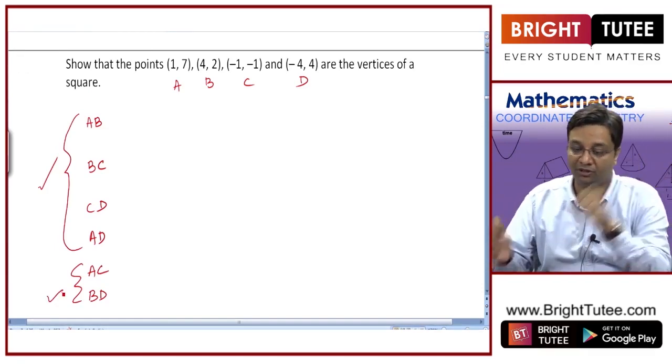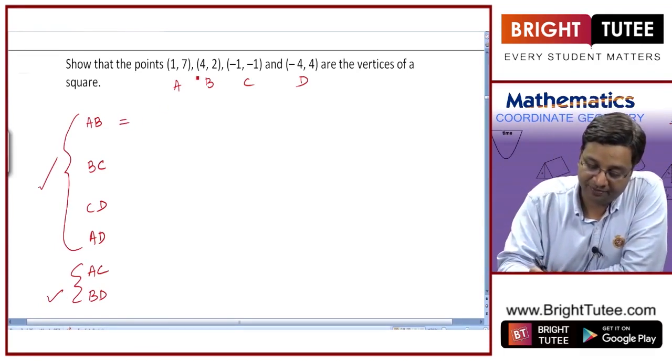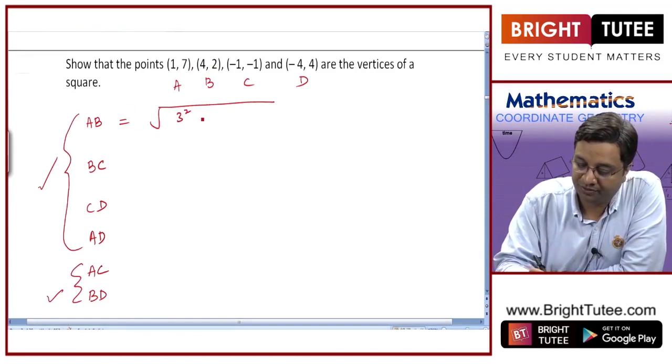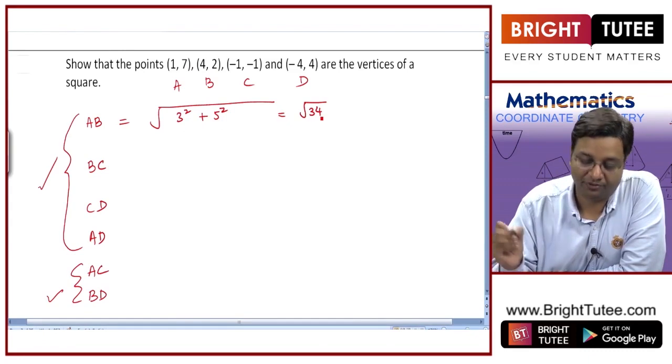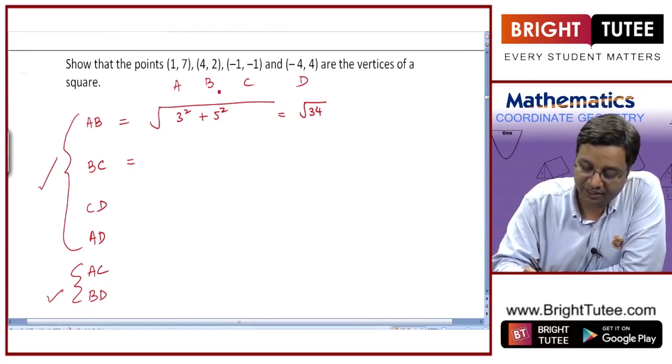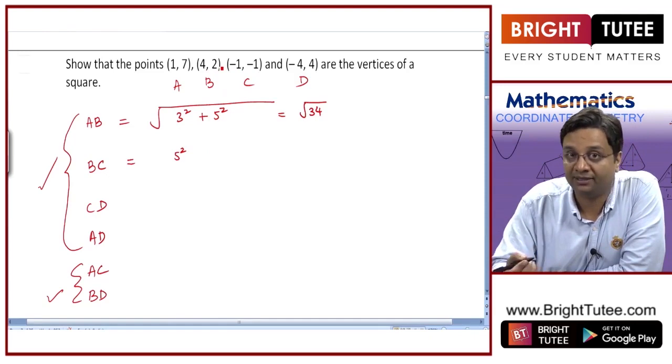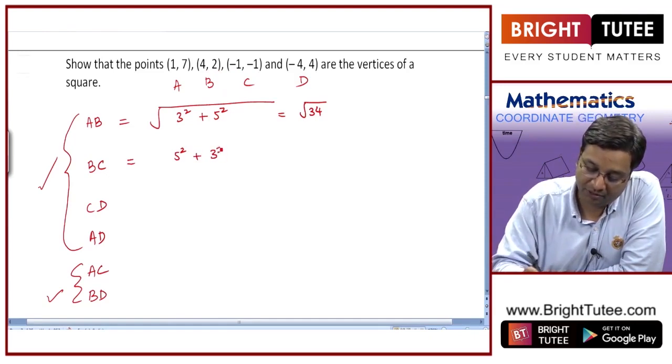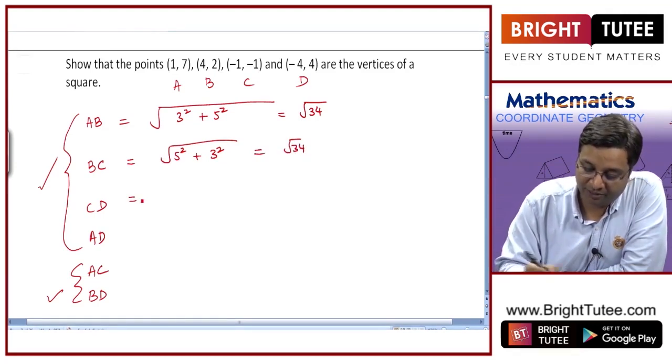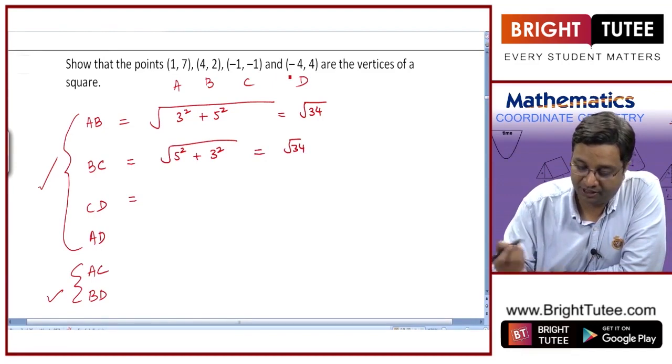So you have got an idea about this question. Now let's solve. What is AB? AB is nothing but 4 minus 1, 3 squared, 2 minus 7 is minus 5, squared is 5 squared itself. So this is 25 plus 9, so root of 34. Let's look at BC. Minus 1 minus 4 is minus 5, squared is 5 squared, minus 1 minus 2 is minus 3, so it will be equal to 3 squared. This is again root 34. Now let's calculate distance CD.